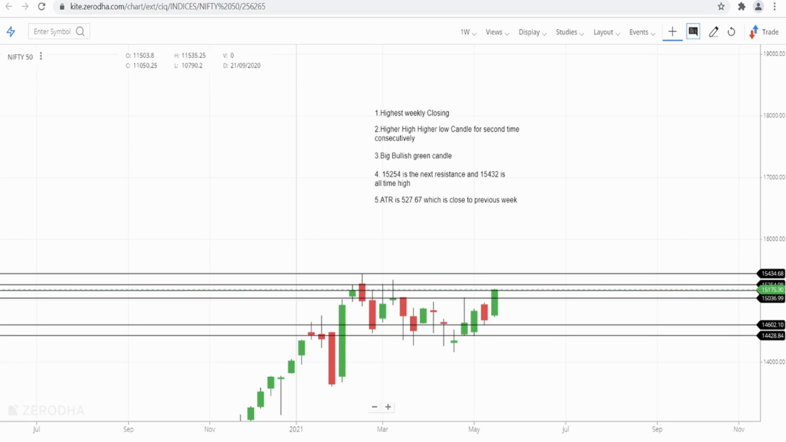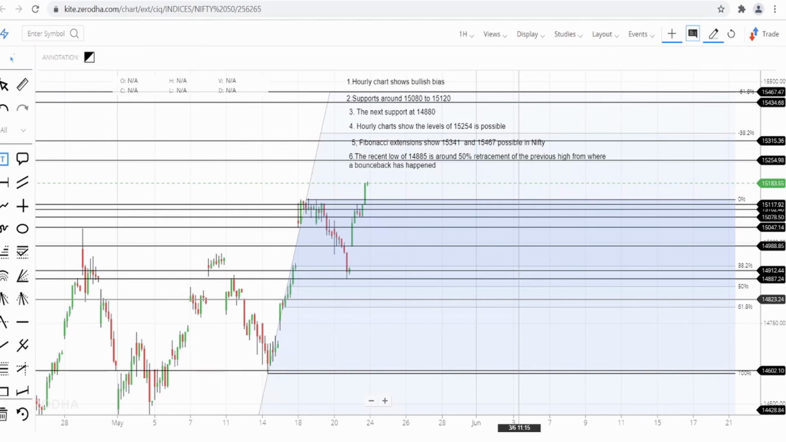So we will go to the next charts so that we can analyze what they say. The hourly chart is another thing we are analyzing. The hourly chart shows a huge bullish bias. It has come out of a consolidation and formed a Marubozu, breaching the previous levels of resistance and consolidation. The supports are at 15,080 and 15,120. The next support below that is at around 14,880, which we have seen. That's the least resistance; below it is always negative, but above that it is positive.